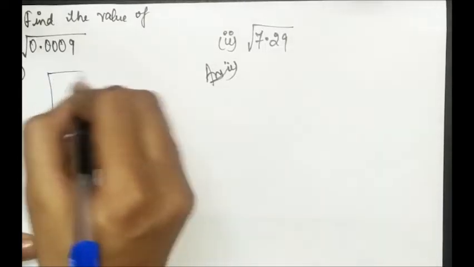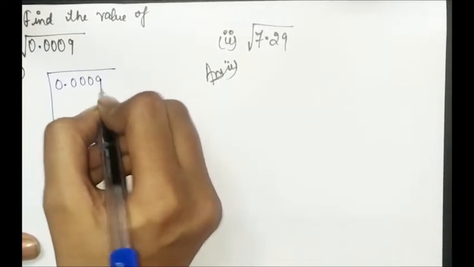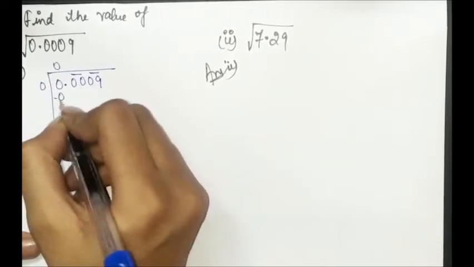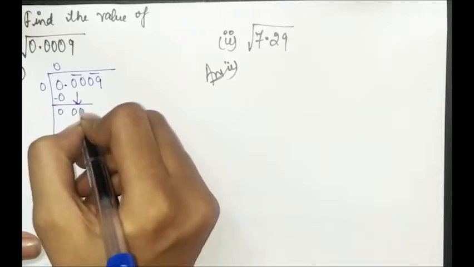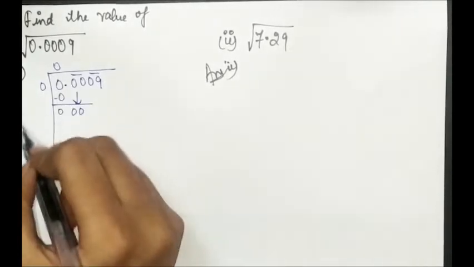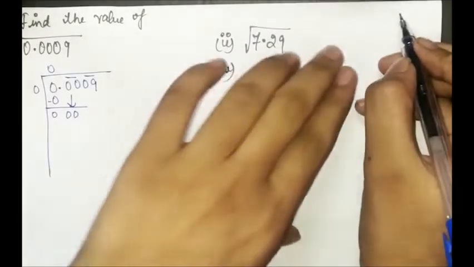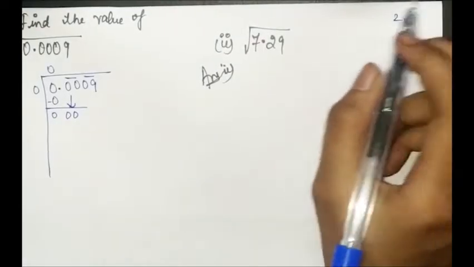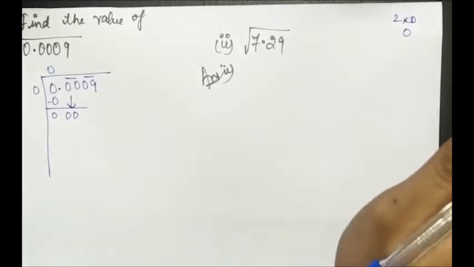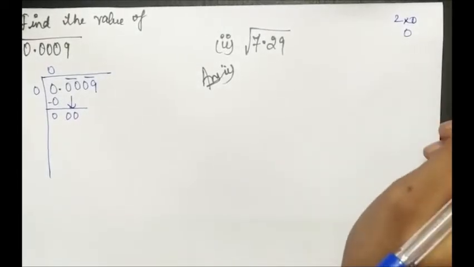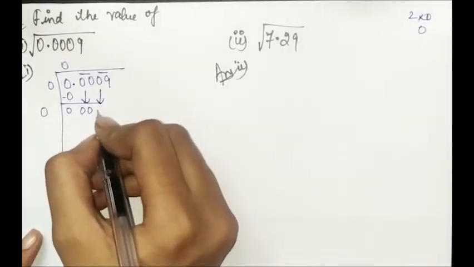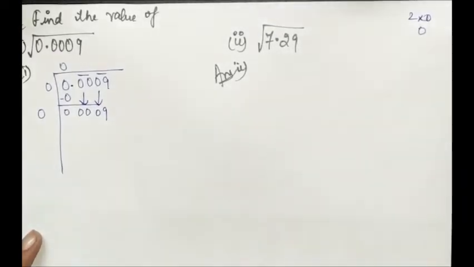So first you will be making this, then 0.0009, then pairs. You all know that 0 will be divisible by its own pair only, that is 0, and then 0 0. Now you have to do the double of 0, that is 2 into 0. That will be 0 only, not double 0 like 0 0 or 0 0 0. So you will be writing 0 only here, and then you put 09 also here, as 0 0 will not be divisible by any number.